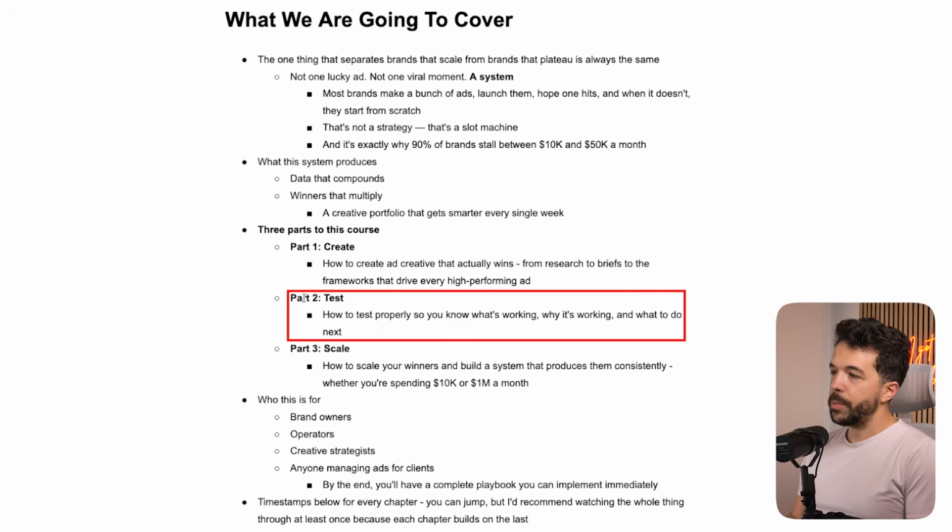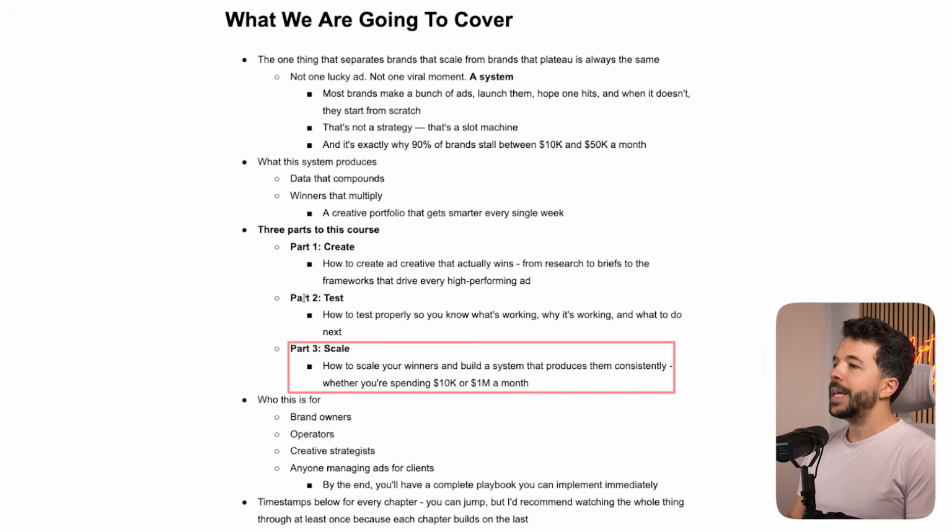Then part two is all about testing. So we'll talk about how to test properly so you know what's working, why it's working, and what to test out next. And then finally, we'll talk about scaling. So how you scale your winners and build a system that produces them consistently.